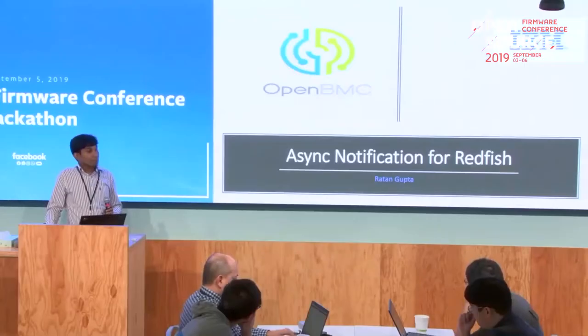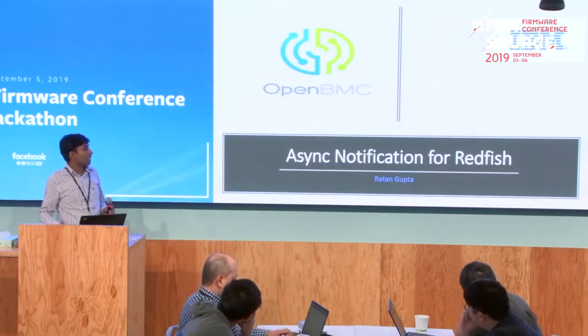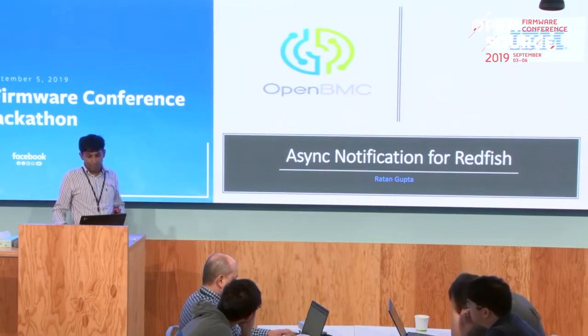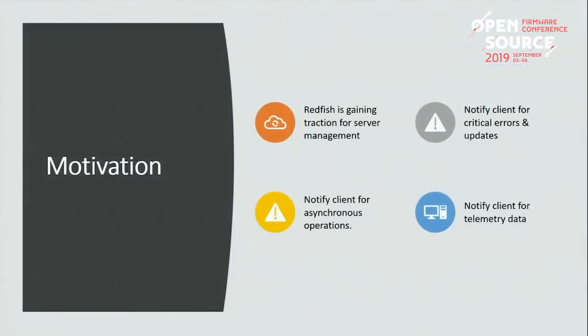But if we look at SNMP, we are using a custom MIB. And if we look at REST, that's not a standard. So that's why we thought we should do the asynchronous event notification via Redfish. So moving on to the next slide. Yeah, thank you. So what is the motivation behind doing asynchronous event notification via Redfish?